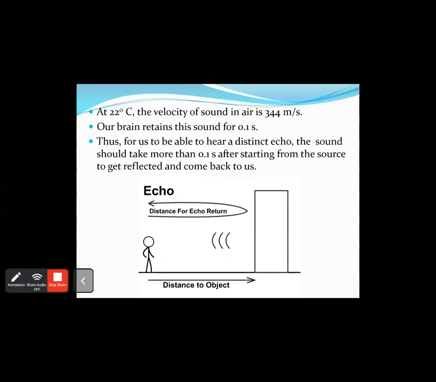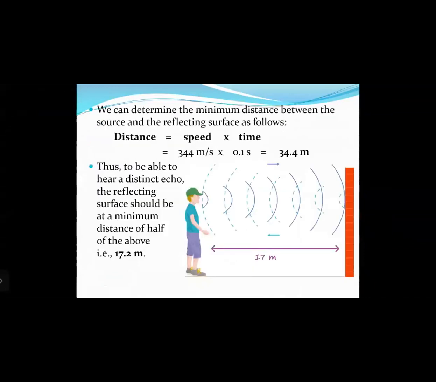Thus, for us to be able to hear a distinct echo, the sound should take more than 0.1 seconds after starting from the source to get reflected and come back to us. Okay, so we can determine the minimum distance between the source and the reflecting surface as follows.